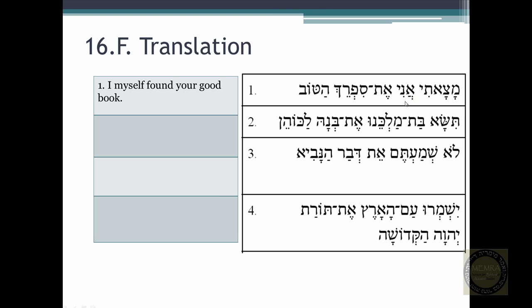So Futato translates this I myself. Again, you can use the myself or not. It just brings out the emphasis. I myself found your good book.